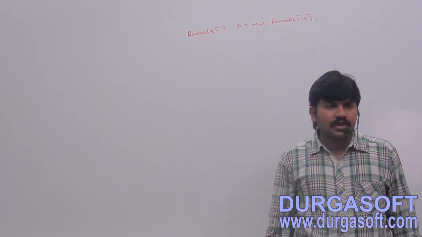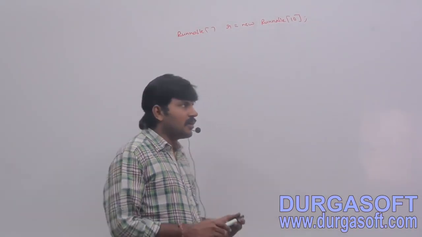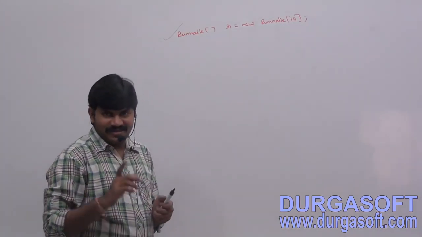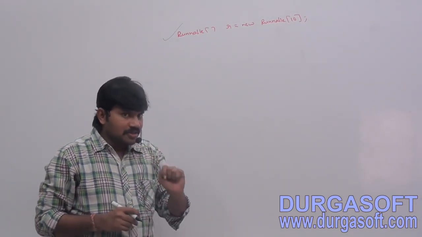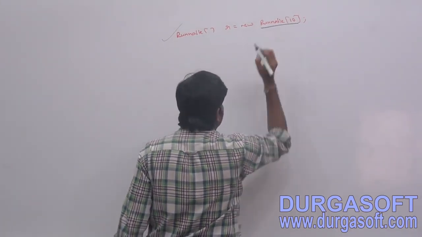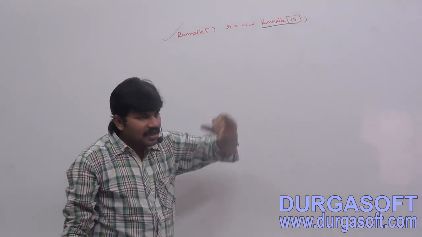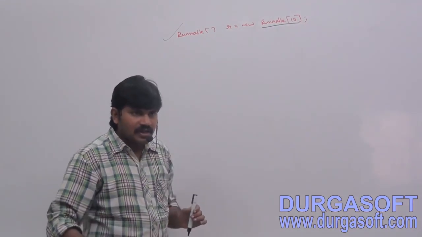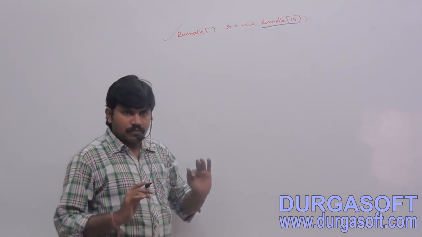Is it valid or invalid? Valid, no problem at all, because I'm not creating a Runnable object. Remember, I'm creating a Runnable type array object. It is an array, not a Runnable object. An interface type array object we can create, but an interface object you can't create, right?